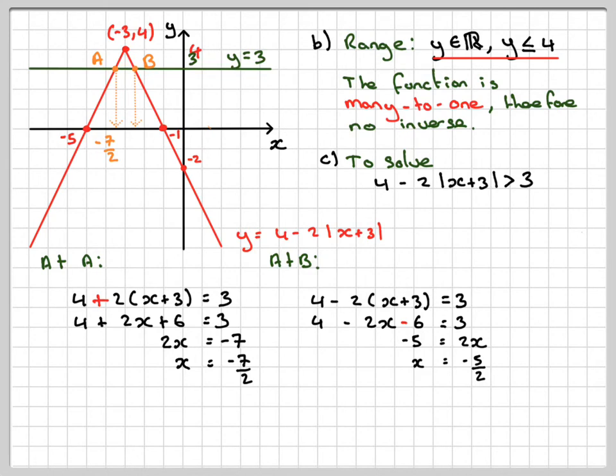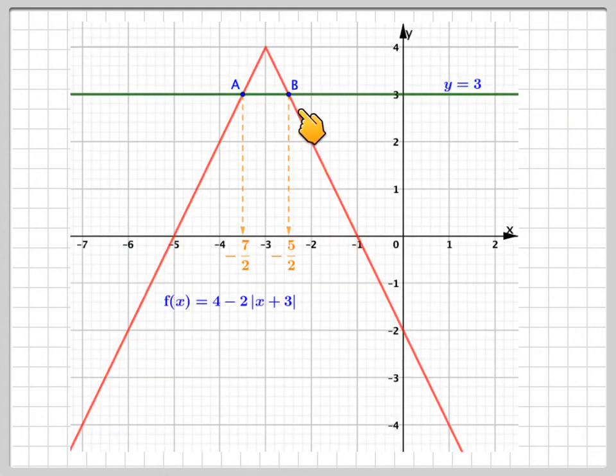Now we want to know where the actual function is bigger than 3, so that's going to be this little bit here. We don't include these points because it's not including them here. So we're just going to write down that the solution is x is greater than minus 7 over 2 and less than minus 5 over 2. And if you want to look at a graph done with GeoGebra, you get to see the same thing here.